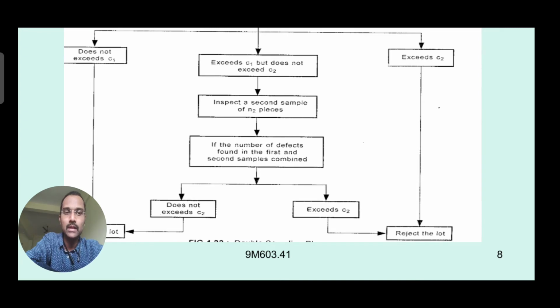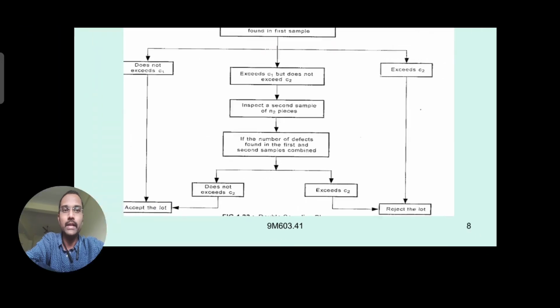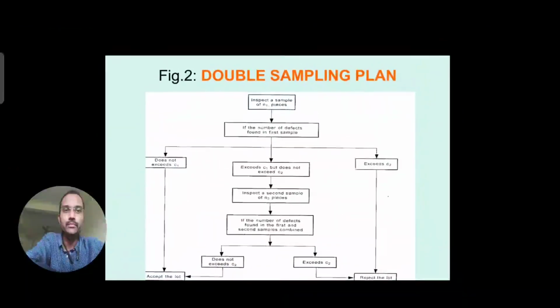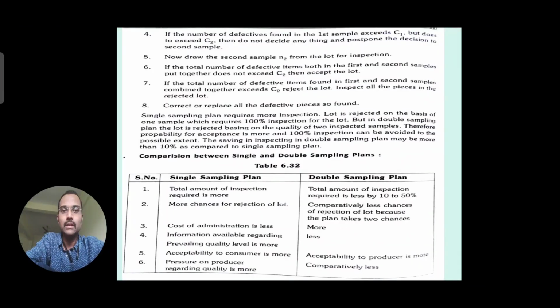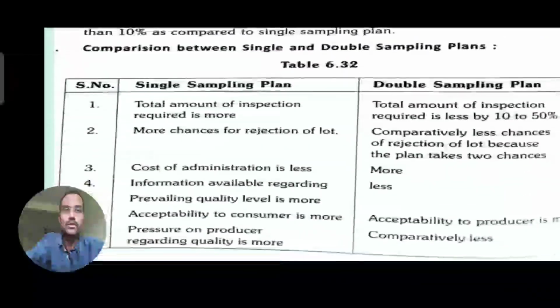So this procedure regarding single sampling and double sampling is important. Flow charts regarding single sampling and double sampling are also important. And next we see the differences between single sampling and double sampling. This is also important.